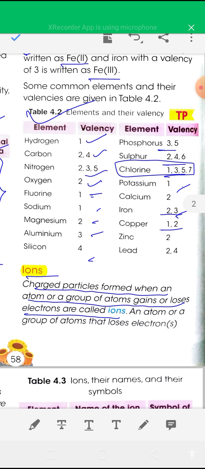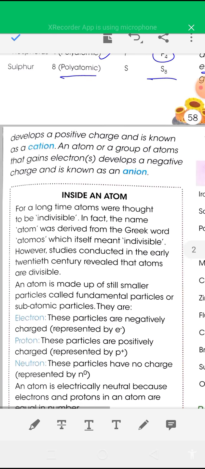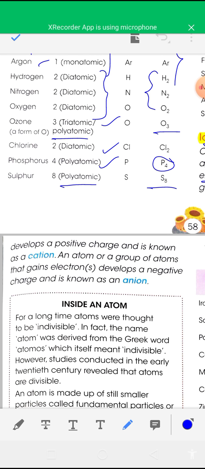An atom or a group of atoms that loses electrons develops a positive charge and is known as a cation. So cations are positively charged ions. An atom or group of atoms that gains one or more electrons develops a negative charge and is known as an anion. So anions are negatively charged, formed by gaining electrons, and cations are positively charged, formed by losing electrons.